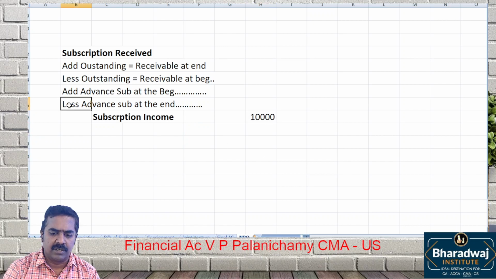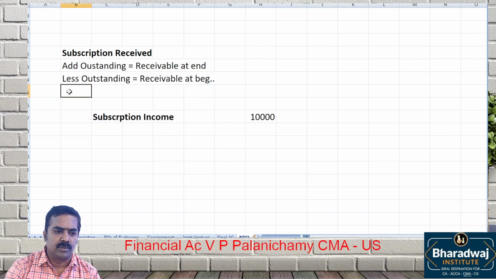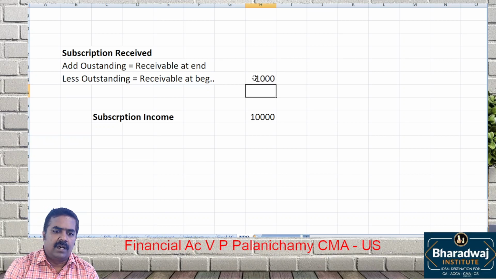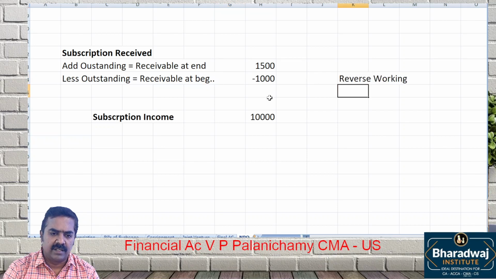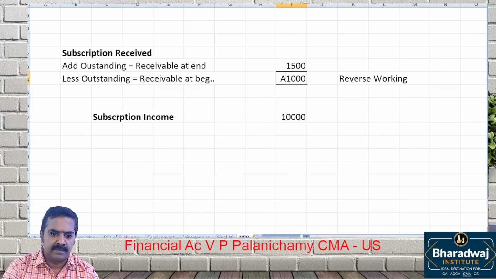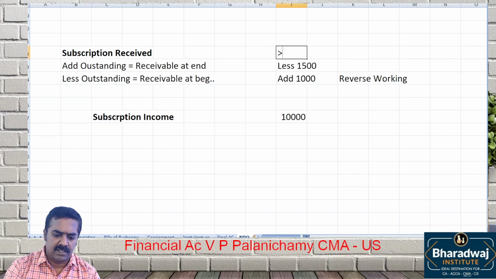Advance at the end கொடுத்திருக்கானா? No. Advance at the beginning கொடுத்திருக்கானா? No. Outstanding at the beginning கொடுத்திருக்கானா? எவ்வளவு கொடுத்திருக்கோம்? Outstanding at the beginning how much is given? 1,000. Outstanding at the end என்ன கொடுத்திருக்காங்க? Forward போடுங்க அது பண்ணுவோம். Reverse போகும்போது என்ன பண்ணுவோம்? So reverse working. Reverse working we'll do the opposite. What do you mean the opposite? This you will add. This you will less. So you will get this amount. 9,000.